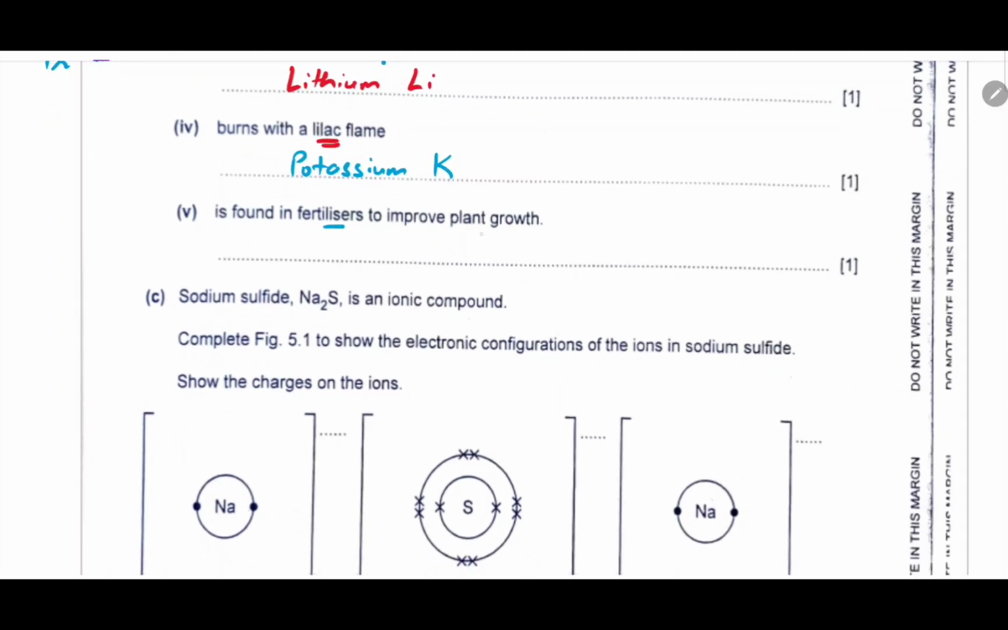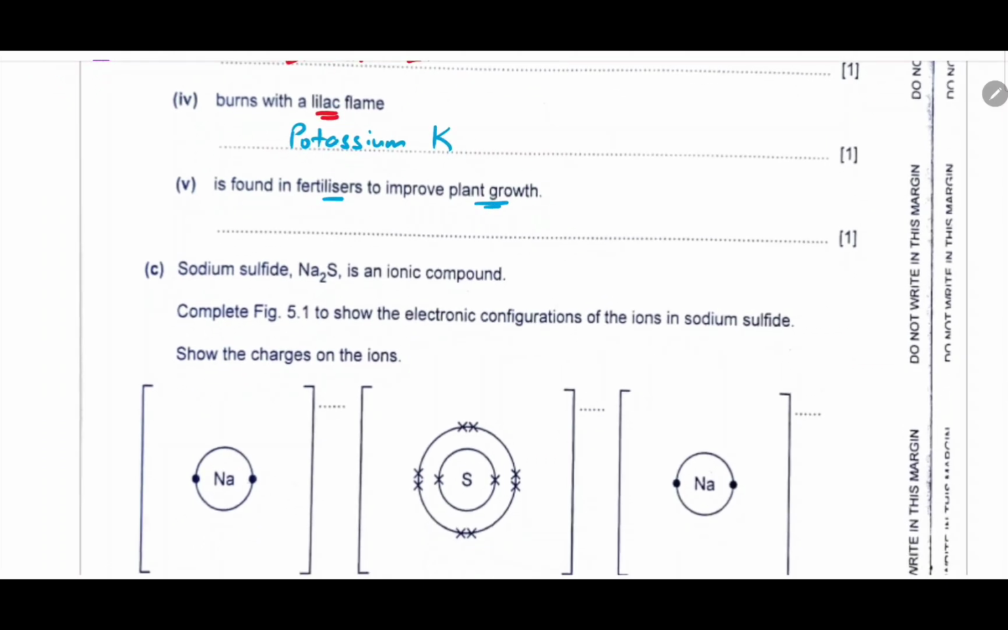Is found in fertilizers to improve plant growth. Potassium is basically found in NPK, nitrogen, phosphorus and potassium, the most important fertilizer. Then the answer will be again potassium. Okay.